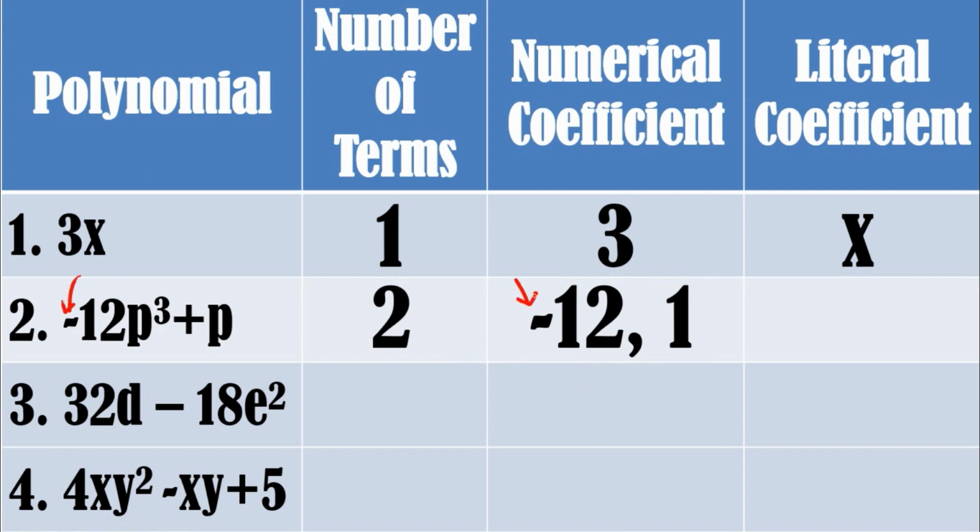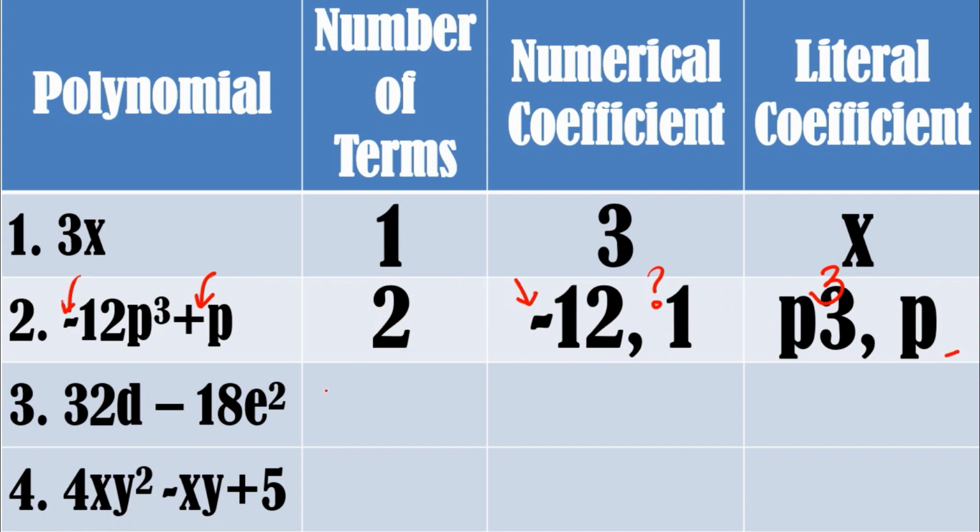Kaya tayo may negative doon. You may also wonder, where did 1 come from? It's there, the invisible numerical coefficient there. Always remember that. And what's the literal coefficient? Of course, that's p raised to 3. I'm sorry, this is an exponent. Okay. And p, of course.